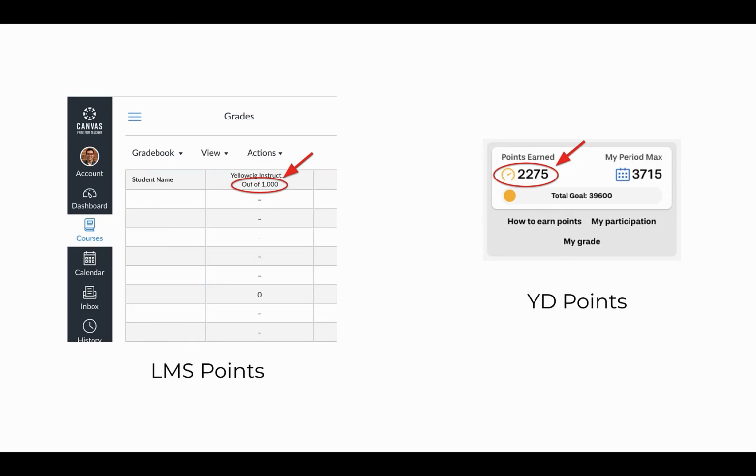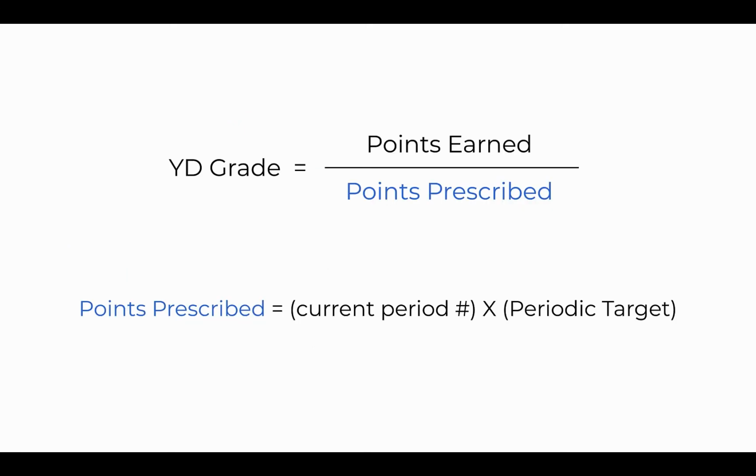Here, it's important to note that the points in your LMS and the points in Yellowdig are two separate currencies. This is again because the only thing that gets transferred to your gradebook is a percentage from Yellowdig, also known as the Yellowdig grade. I'll now go into a bit of detail as to how the Yellowdig grade is calculated based on the points earned in the platform.